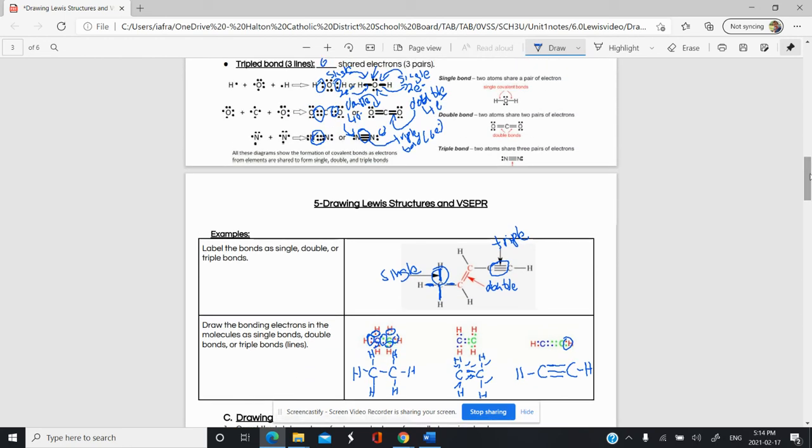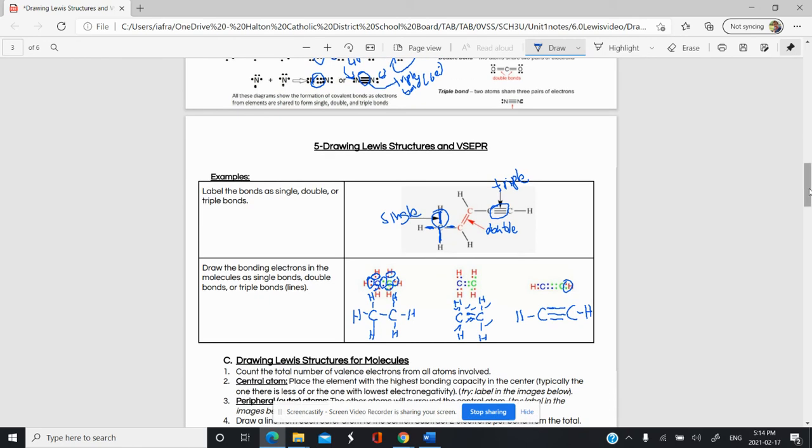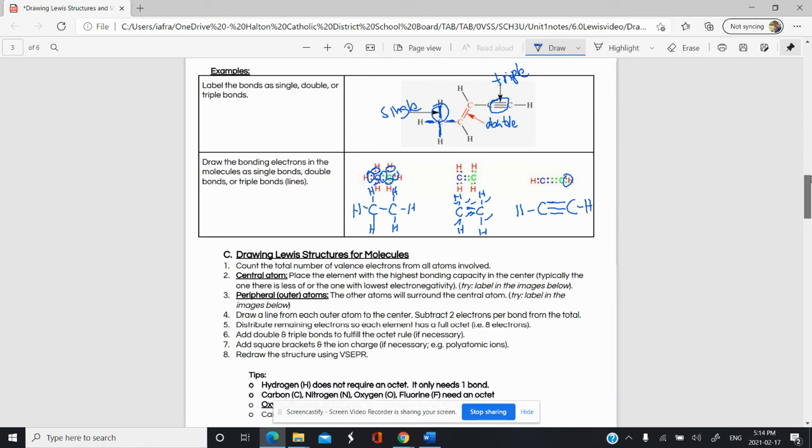You can draw them as their dots, but typically we will ask you to just connect them with the appropriate lines. Those lines, single, double, and triple bonds, are still covalent bonds, just it depends on the number of electrons being shared within those bonds. And so in the next video, we're going to take a look at how to draw Lewis structures for molecules involving covalent bonding.